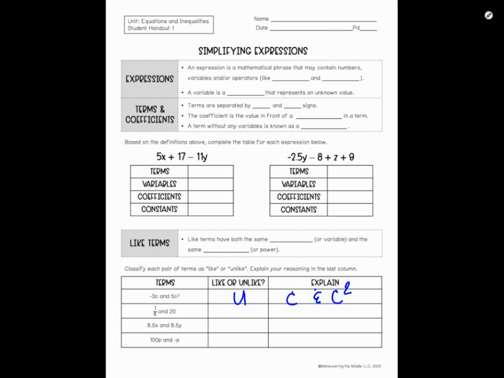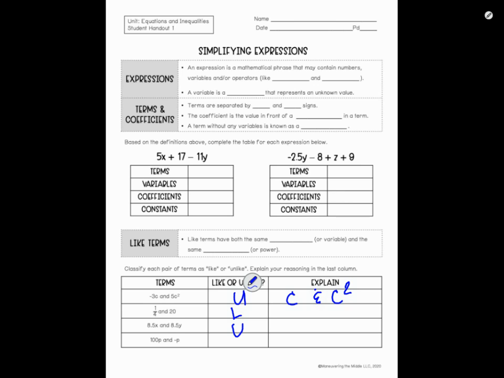All right, let's look at the second one. 1/4 and 20 is going to be a like term. Although it is a fraction, it is still a rational number. We would call this a constant if it was in a word problem. And 20 is a number as well, so we can combine those numbers. Let's look at the third one. 8.5x and 8.5y. 8.5 is the same, however, those variables are not. Because the variables are not the same, this is an unlike term.